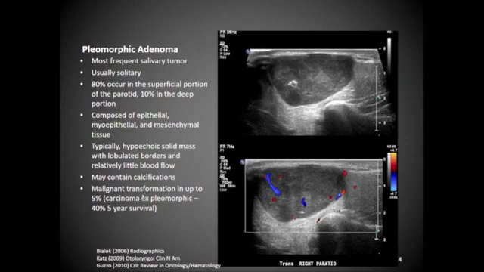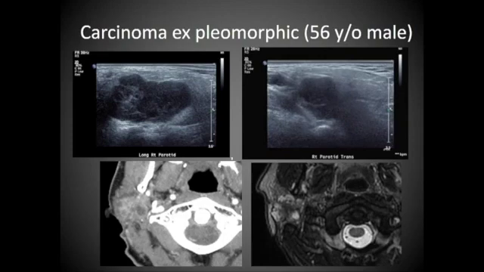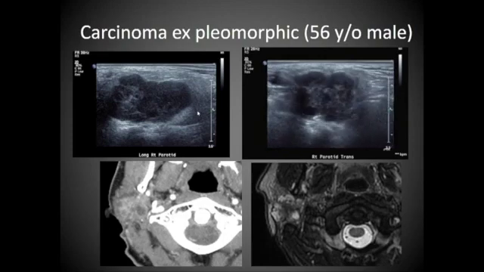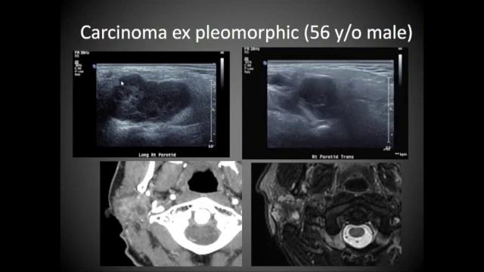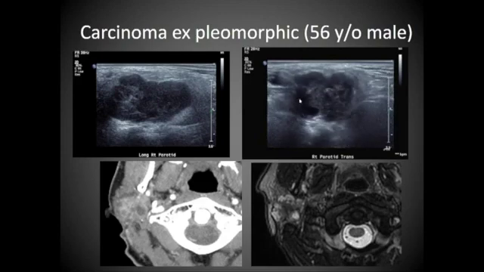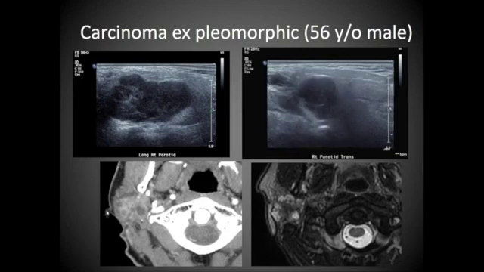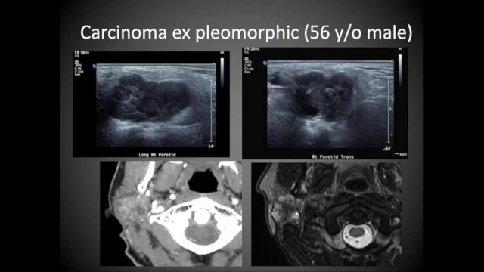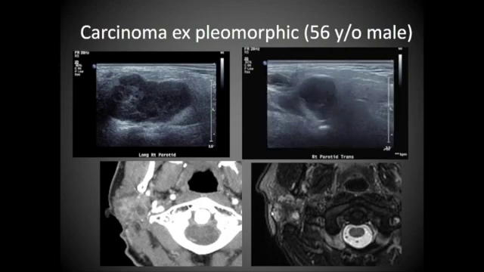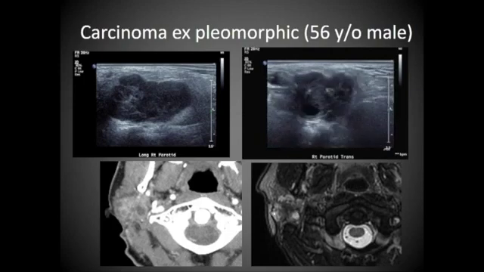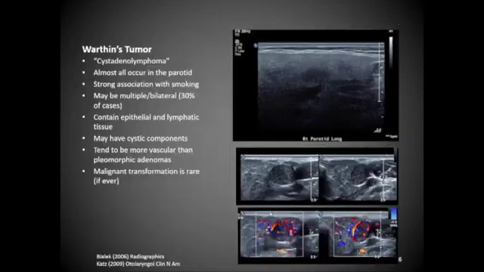What is important to know, though, is this is potentially a pre-malignant lesion with reported up to 5% chance of converting over to the dark side and becoming a carcinoma ex pleomorphic, which has a fairly grim 40% 5-year survival. And here is an example of a carcinoma ex pleomorphic. It is solid, lobulated with some calcification, a little bit of internal cystic change. It's pretty bizarre on CT and a lot of heterogeneous low signal on T2 MR, concerning but certainly not specific.